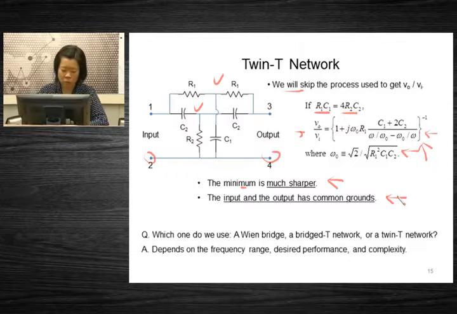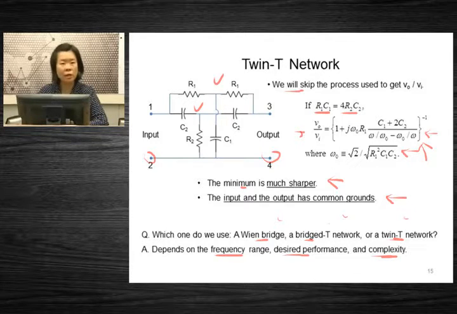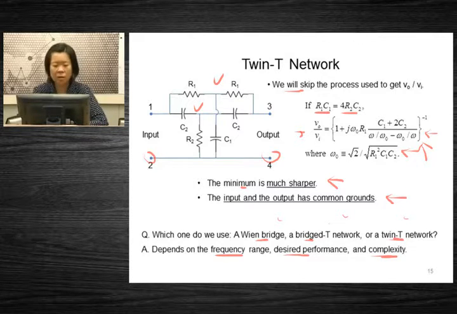Today, I showed you 3 bridges: beam bridge, a bridged T network, and twin T network. Then which one you should use to select the frequency depends on what kind of frequency you are going to use for the input, what kind of performance you want to have from the output of this circuit, and the complexity of the circuit, or in other words, the price of the components. So depending on the situation, you use one of these, or you can use other types of bridges to select a frequency. So this is the end of this slide.